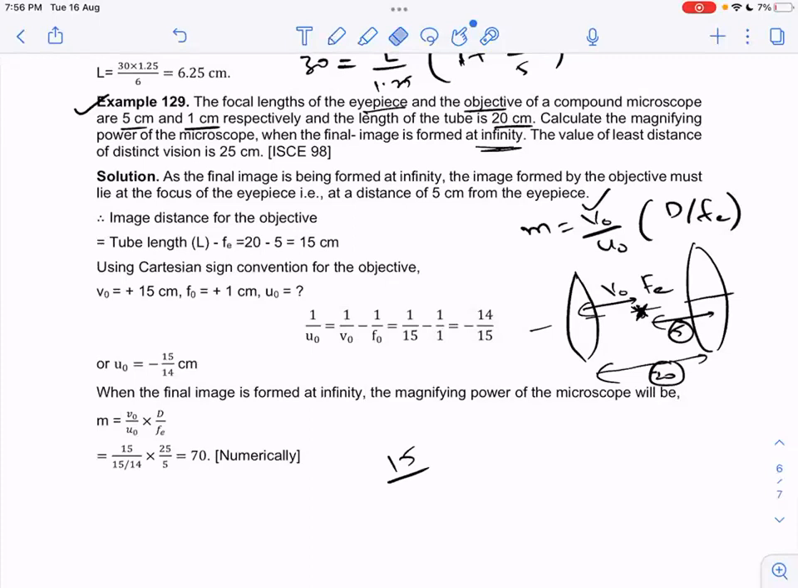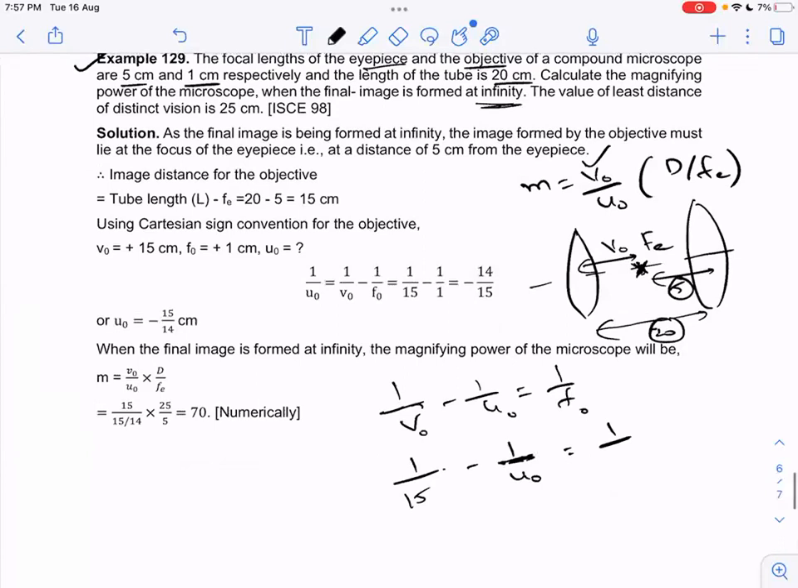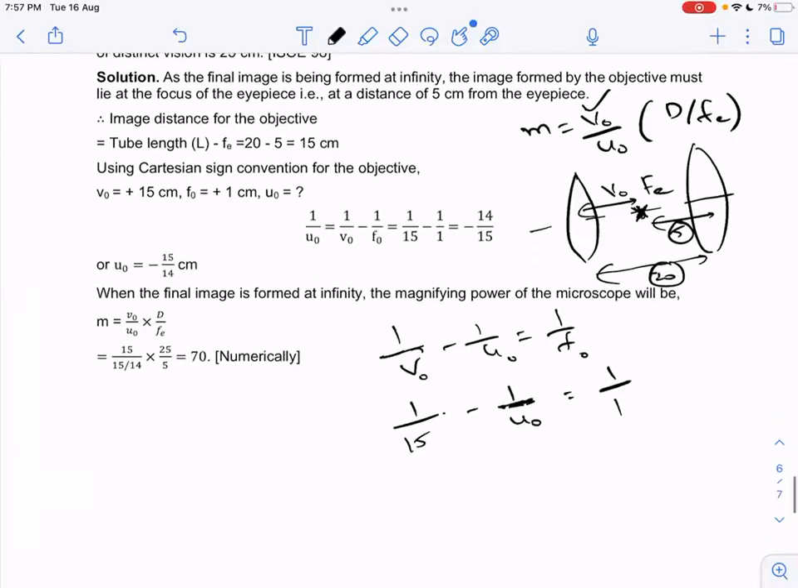Now what is U naught? I will use 1 by V minus 1 by U is equal to 1 by F, so I'll use the objective values. So 1 by V naught, that is 1 by 15, minus 1 by U naught is equal to 1 by F naught. F naught is how much? 1. So 1 by U naught is equal to 1 by 15 minus 1, so minus 14 divided by 15 is 1 by U naught. U naught will be minus 15 by 14 centimeter.